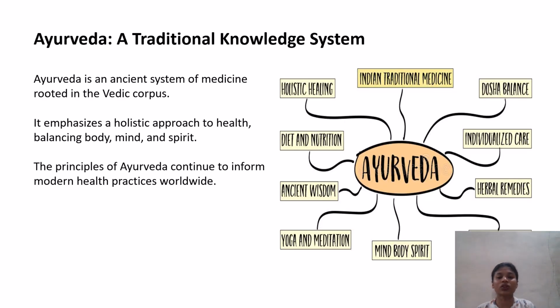Ayurveda in a traditional knowledge system. Ayurveda is an ancient system of medicine rooted in the Vedic corpus. It emphasizes a holistic approach to health, balancing body, mind, and spirit. The principles of Ayurveda continue to inform modern health practices worldwide.